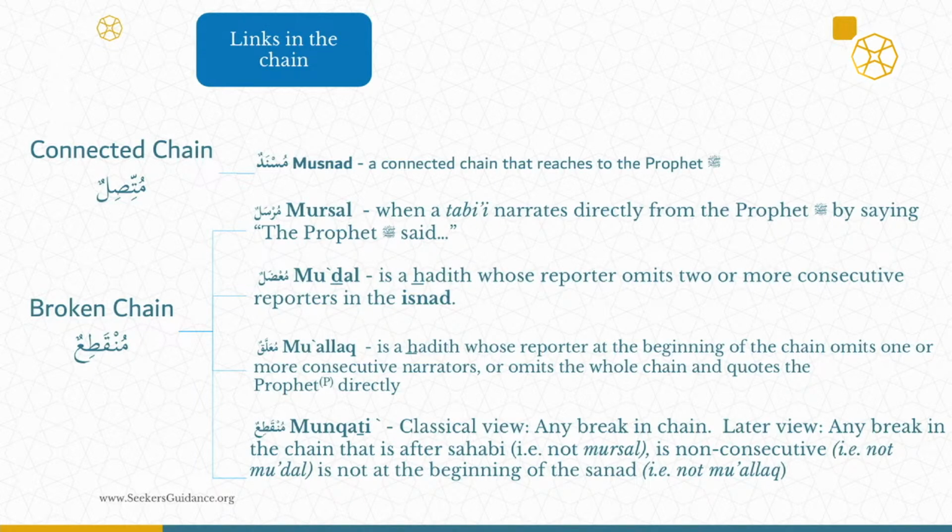We are looking specifically at weakness or rejection based on links in the chain, links in the isnad. When a chain is completely connected, meaning there are no missing links, then this chain would be referred to as muttasil. Right? Muttasil means the chain is connected. Another word used for this is musnad. A hadith that has a complete isnad is referred to as a musnad hadith.